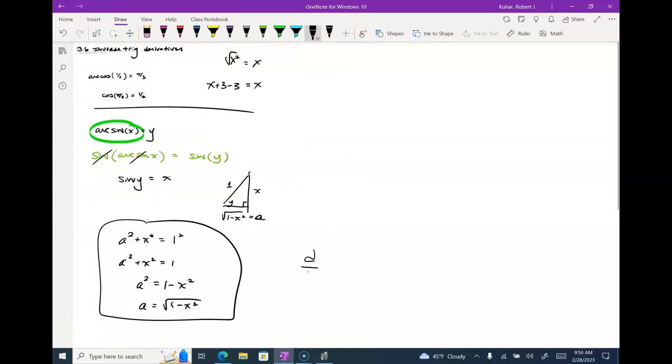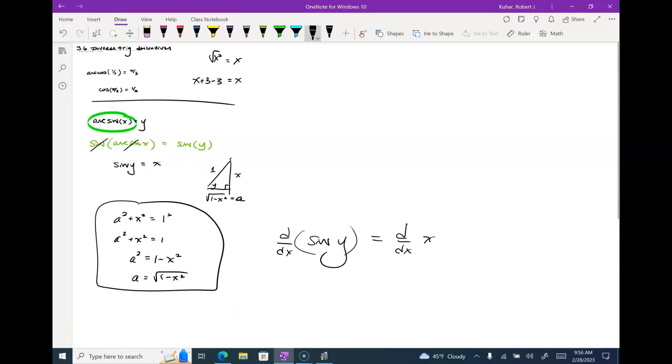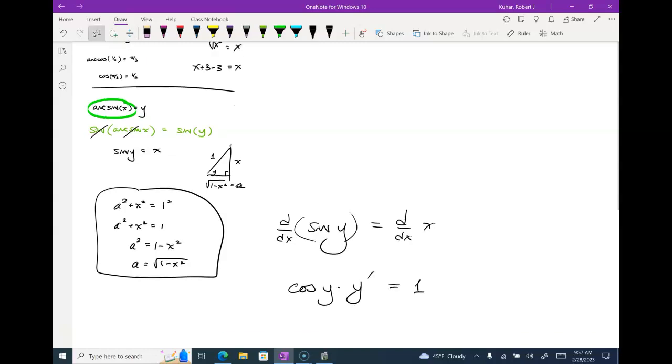I want to do d dx of sine of y, and that should equal d dx of x. Right? I'm taking the derivative with respect to the independent variable x. On the left-hand side, I know the derivative of the outside function. That's cosine, yes. I want to keep y inside, but then I have to do times y prime, derivative of the inside. On the right, what do I get? 1. Nice. Remember, I'm solving for y prime.